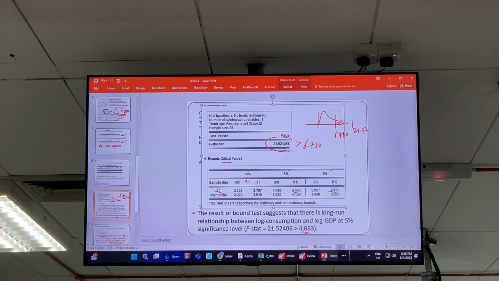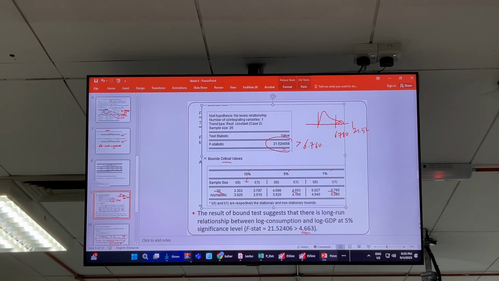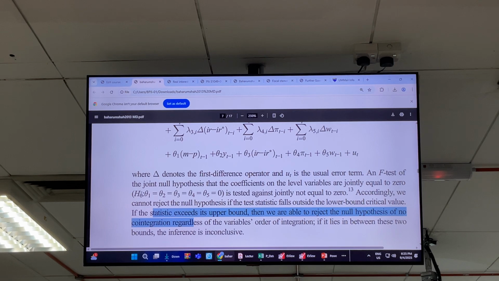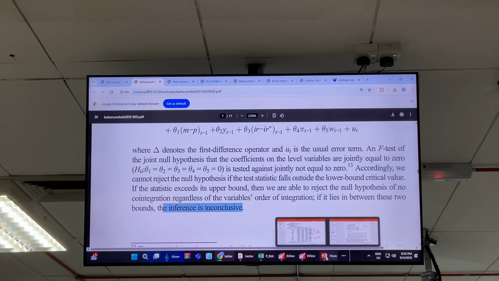If the statistic is above the upper bound, like in my case, then you reject no cointegration. Reject the H0. Where's the H0? The H0 is no cointegration. I also get confused. H0 means no cointegration. If it lies between the two bounds, it is inconclusive. You cannot make any conclusion. It falls within the bounds.